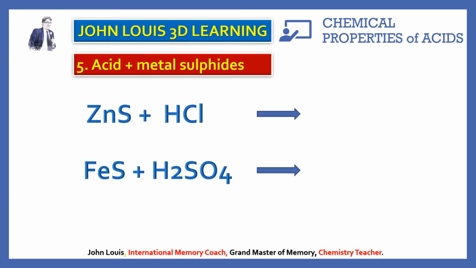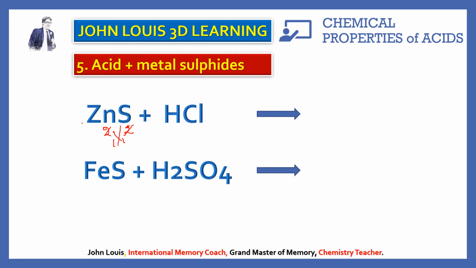So acid plus metal sulfide. We have taken 2 examples here. Zinc sulfide plus hydrochloric acid, the first equation. So zinc sulfide is a metal sulfide. How did you get the formula ZnS for zinc sulfide? That is what we have to learn. There is no point in simply reading ZnS plus HCl. We should understand the basics and apply the basics to get the formulas correctly.